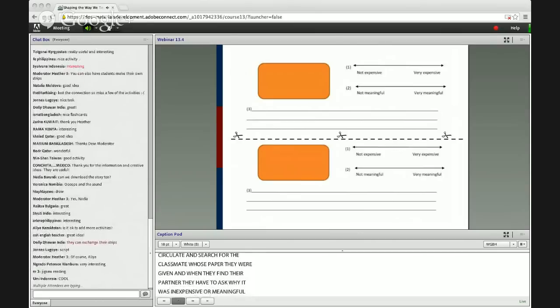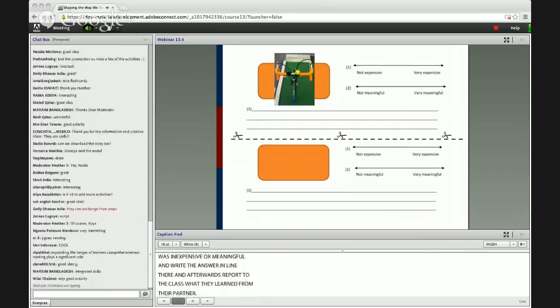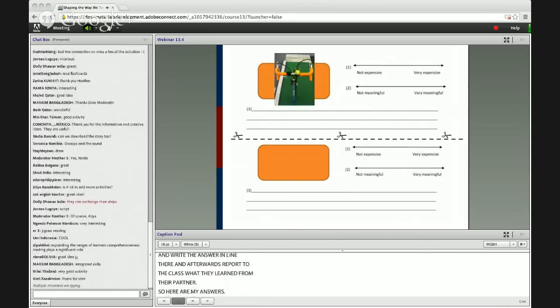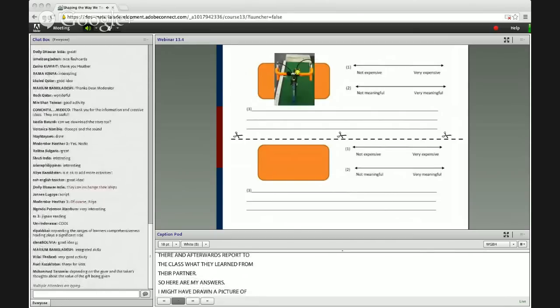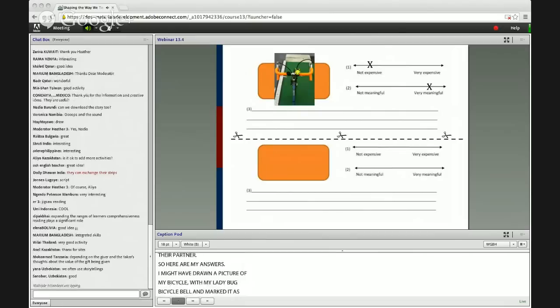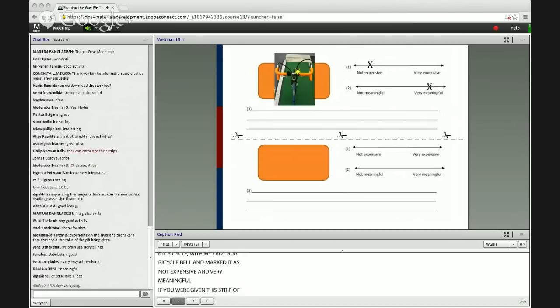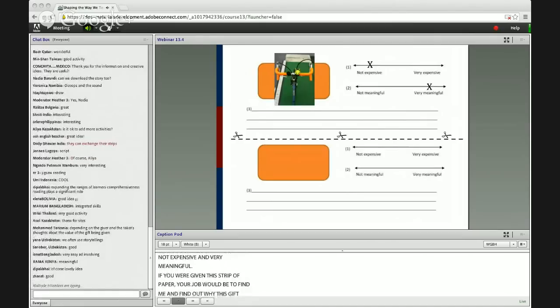So here are my answers. I might have drawn a picture of my bicycle with my bicycle bell, my ladybug bicycle bell, and I would have marked it as not expensive and very meaningful. And so if you were given this strip of paper, your job would be to find me and find out why this gift was not expensive and why it was very meaningful.